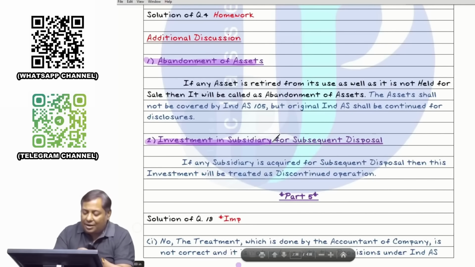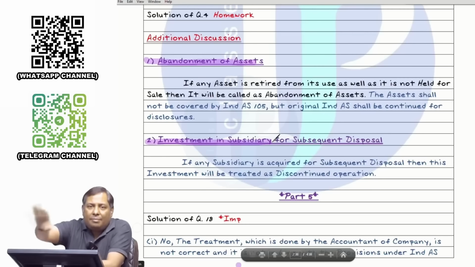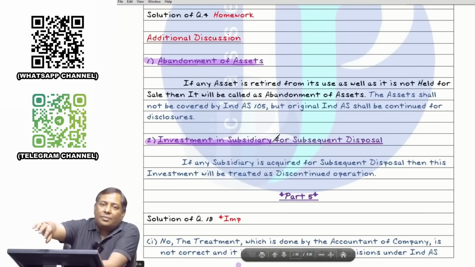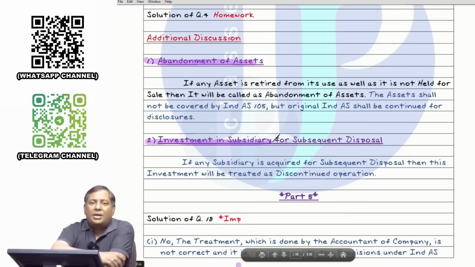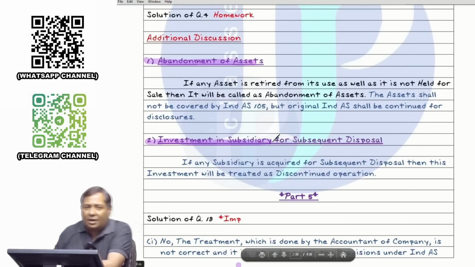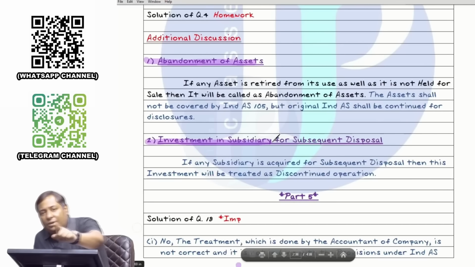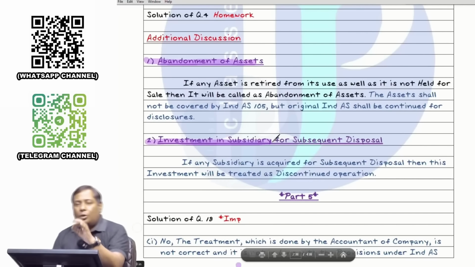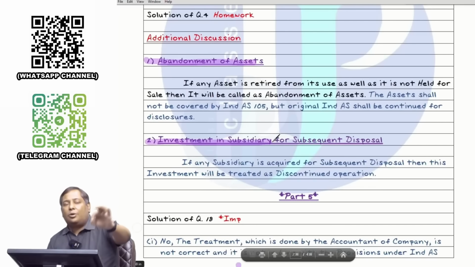I had mentioned the investment in the subsidiary. Suppose you invested in a subsidiary and your intention for the subsidiary is to sell it in the near future. So if you are planning to sell any subsidiary in the near future, that is also an example of a discontinued operation. So in case you plan to sell an investment in a subsidiary, we will treat that as a discontinued operation.